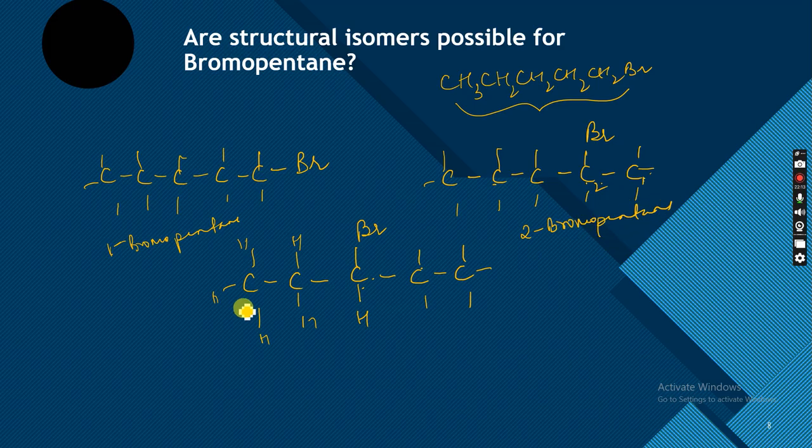Okay, and this one is in the third carbon, so 3-bromopentane. Okay, so these are the 3 isomers of bromopentane.